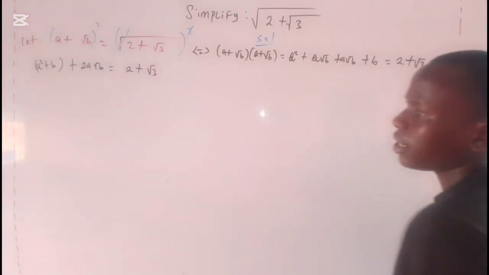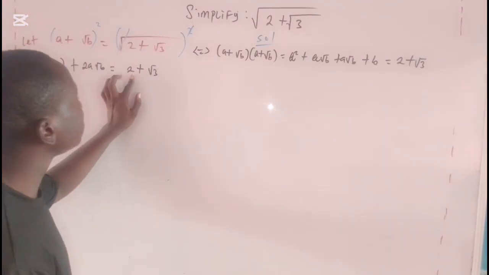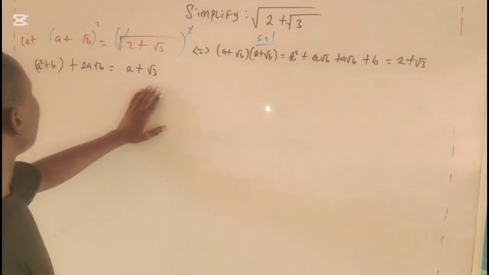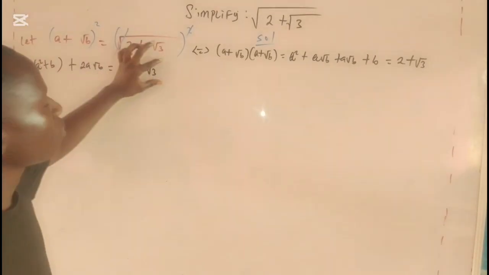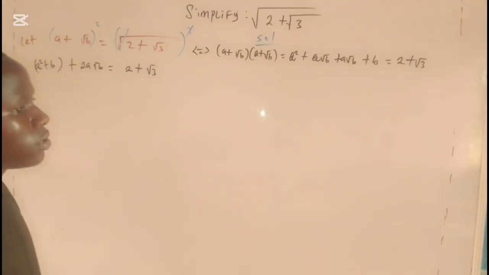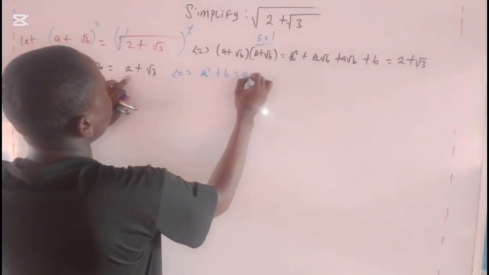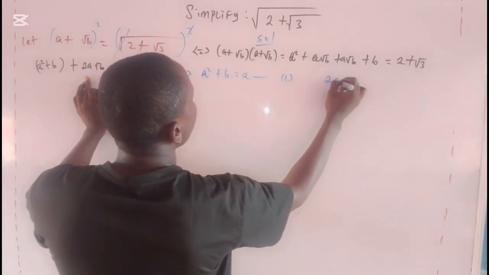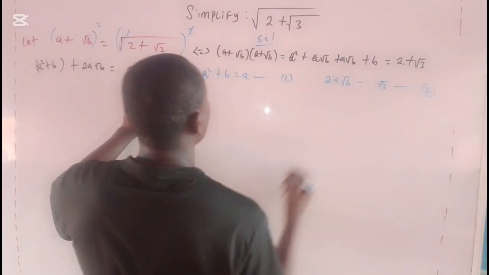And next thing I'm going to do now is to equate. Now, since this is just a whole number and this is square root, alright? So we can now equate this to be equal to this and equate this to be equal to this. Then it will now become a simultaneous equation. So we're going to have a squared plus b is equal to 2. So we're going to call this equation 1. Then 2a root b is equal to what? Square root of 3. We're going to call this equation 2.